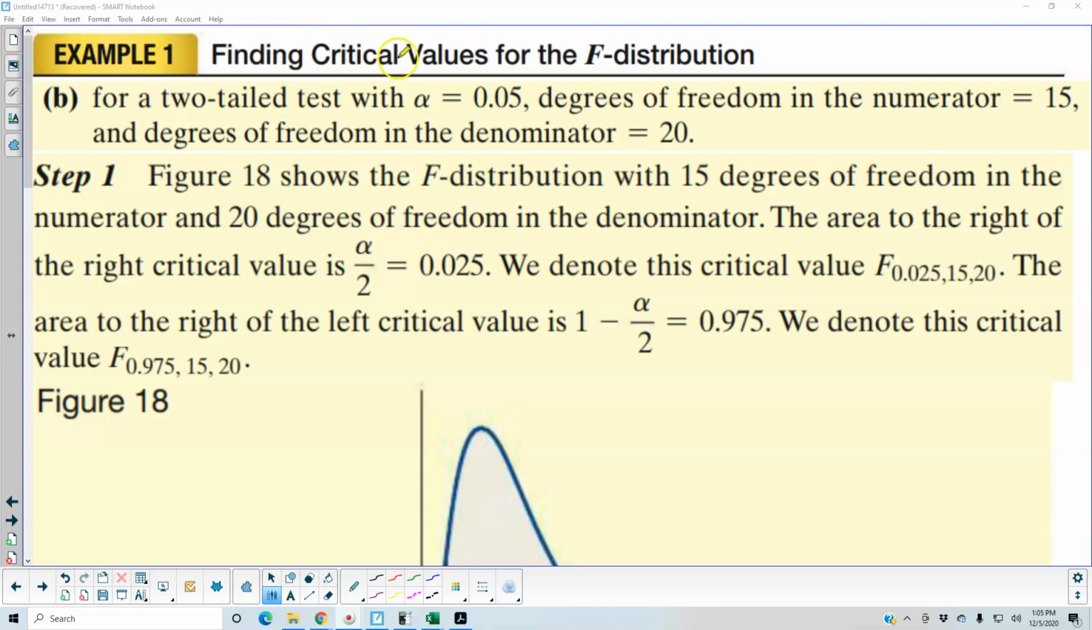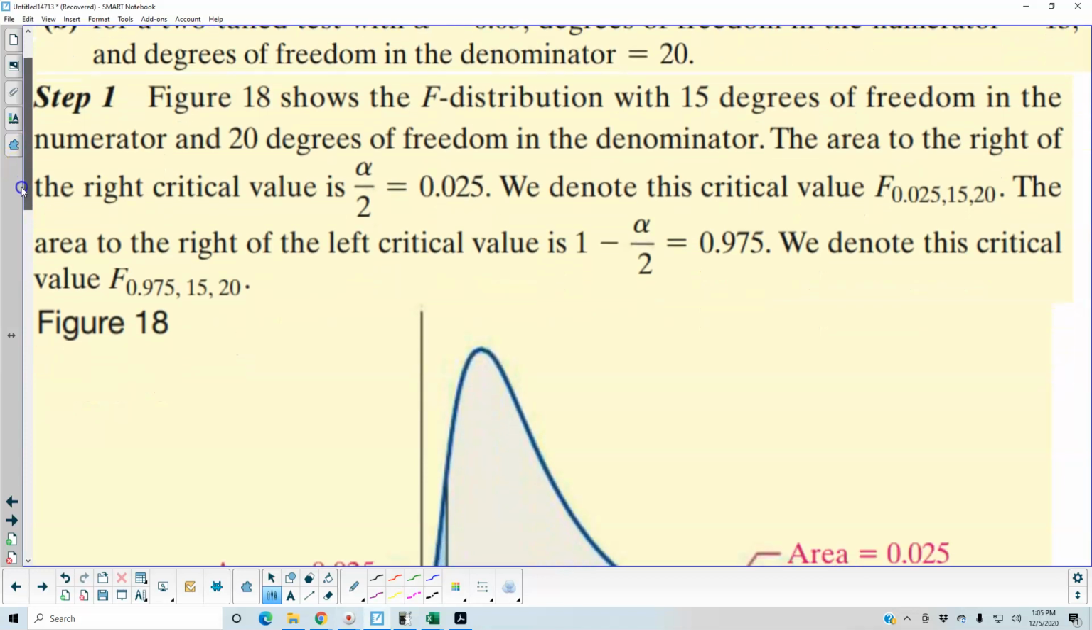Example 1, finding critical values for the F distribution, part B. Now for a two-tailed test with alpha equal to 0.05, degrees of freedom in the numerator equal to 15, and degrees of freedom in the denominator equal to 20. If we have a two-tailed test, that means we're going to have two critical values.